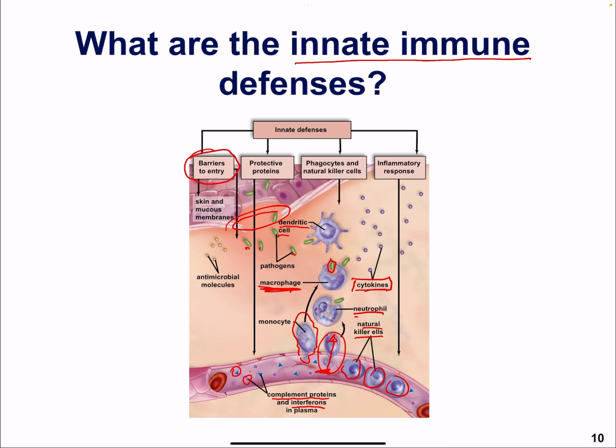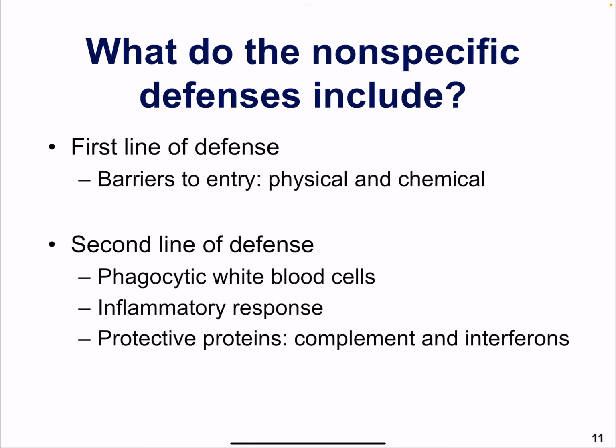So, I told you about the first line of defense and the second line of defense, right? As part of the innate immunity. Now, the first line of defense is going to be both physical and chemical. The second line of defense is going to be both chemical but also cellular.